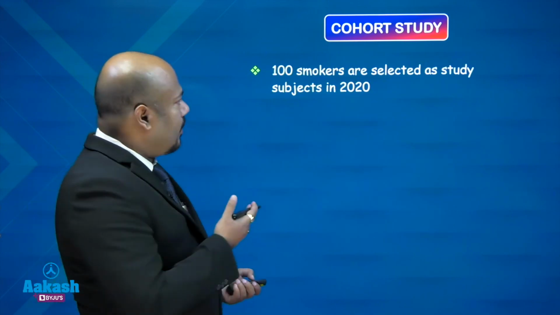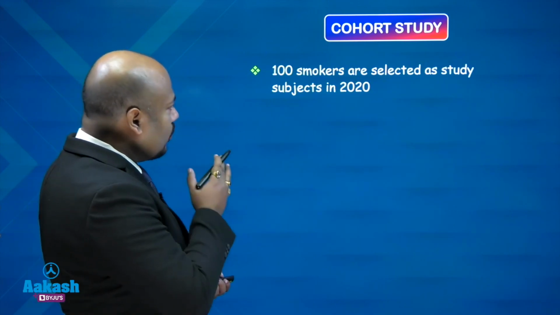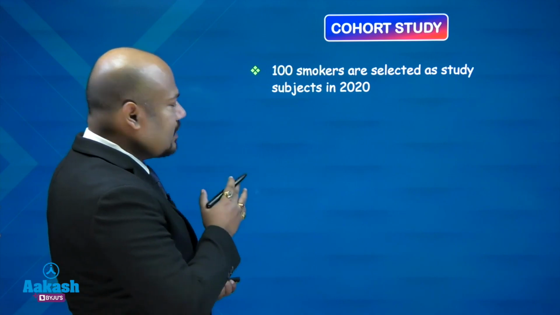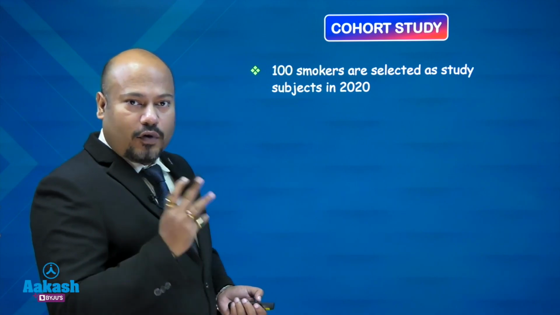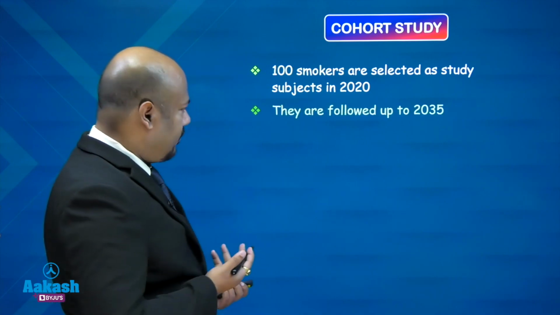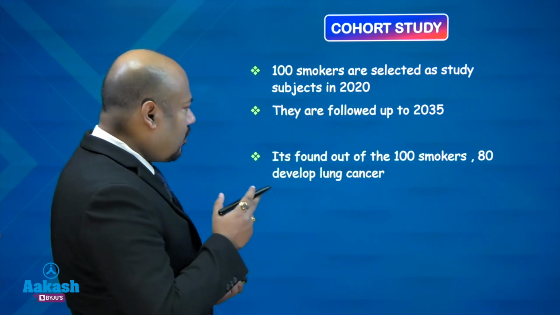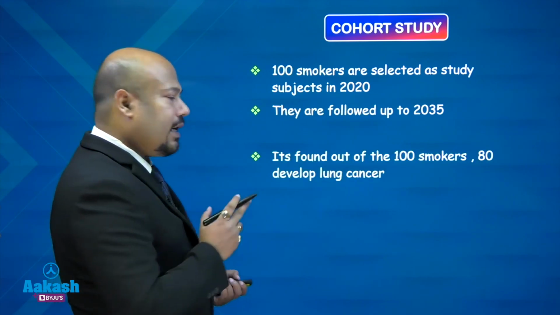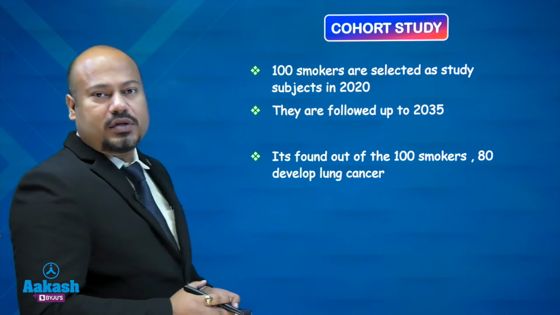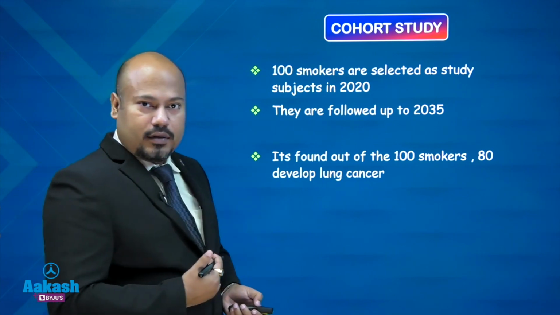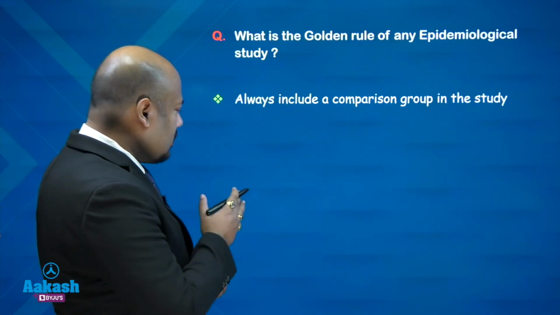Now see, suppose you have taken 100 smokers selected as study subjects in the year 2020 and you follow them up to the year 2035 and you find that out of 100 smokers 80 develop lung cancer. So this is the cohort study design, forward looking. This is a cohort study design.